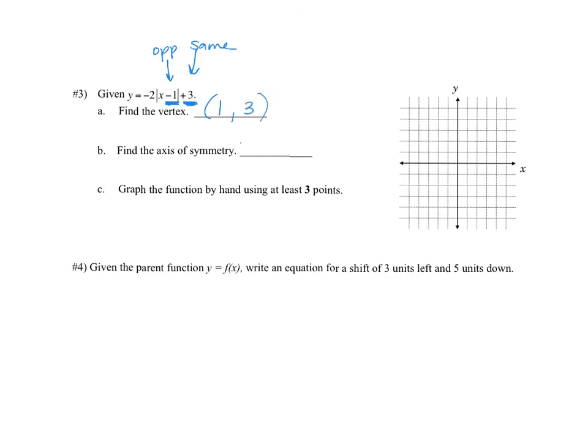Okay, that means our axis of symmetry is x equals 1. And don't forget to put the x equals. If you tell me your axis of symmetry is 1, it's wrong. Okay, your axis of symmetry is a line, and the way you write a line is as an equation. So x equals 1. Okay, so we're going to plot 1, 3 right here. And then x equals 1 is this line, a vertical line at 1.